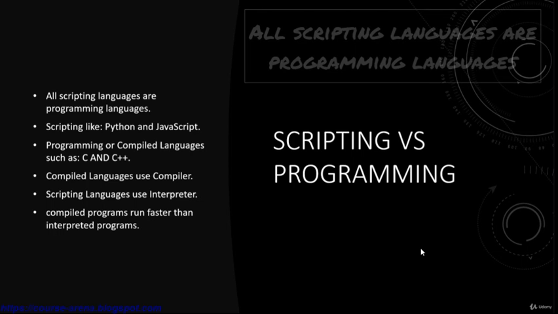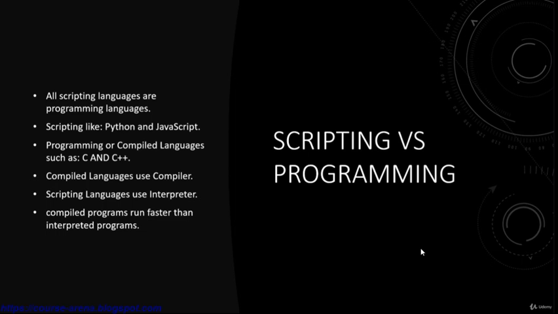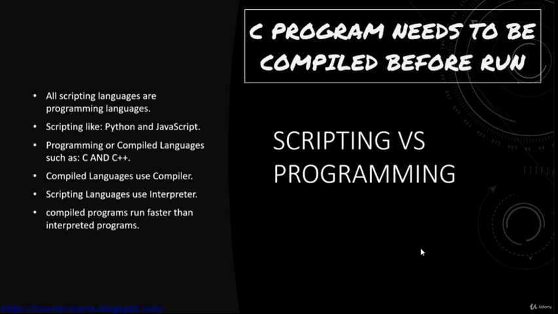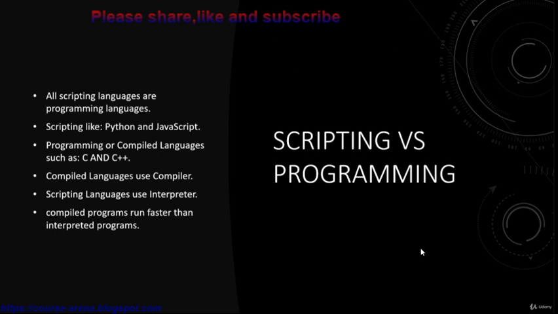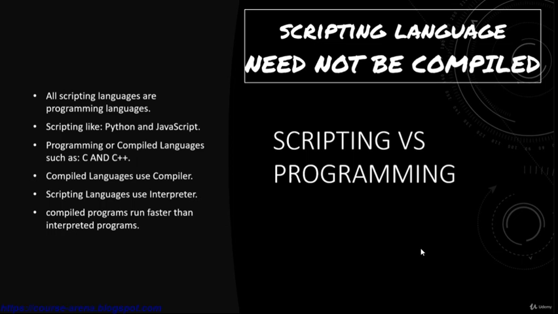You should know that all scripting languages are programming languages. The theoretical difference between the two is that scripting languages don't require the compilation step and are rather interpreted. A simple example for that: normally a C program needs to be compiled before running, whereas normally a scripting language like Python or JavaScript or PHP needn't be compiled.